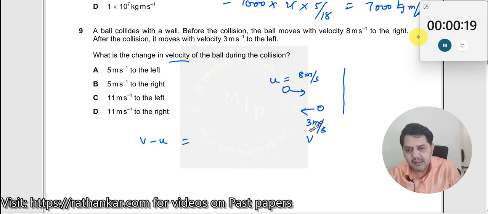If this direction is positive, then this direction should be negative. So this should be minus 3, and then minus, what is this? Minus 8, right? So this will be plus 8 over here, minus 8 over here because there is a minus sign here, which should be equal to minus 11 meters per second.